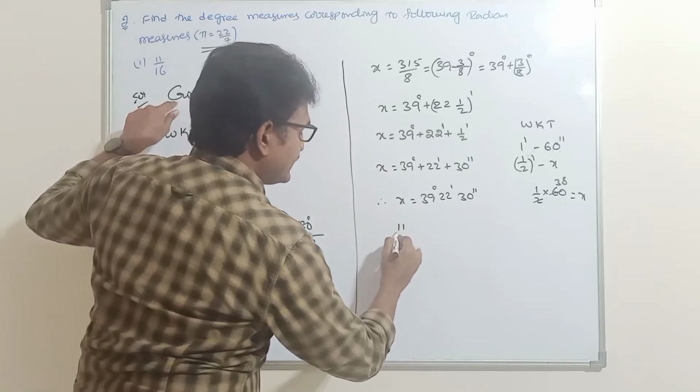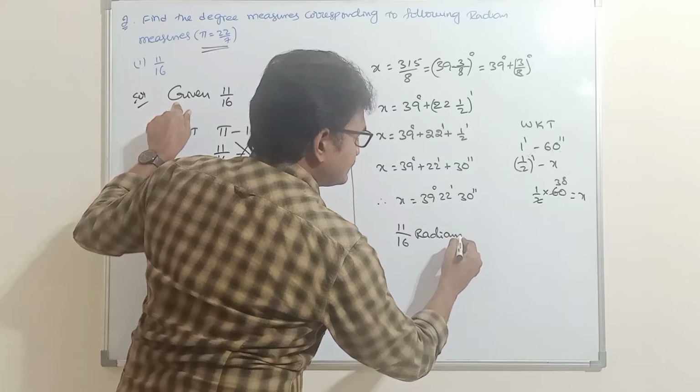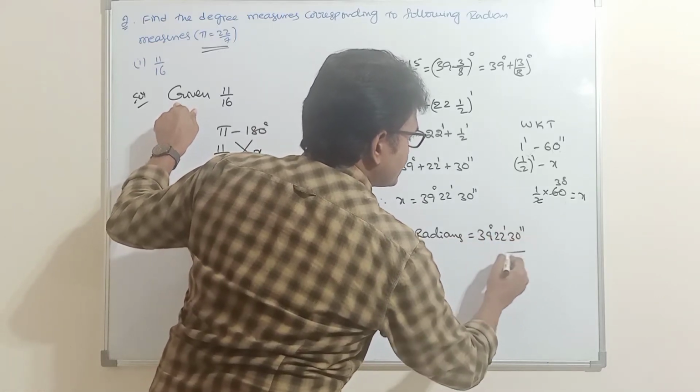So 11 by 16 radians is equal to 39 degrees 22 minutes 30 seconds. This is the answer.